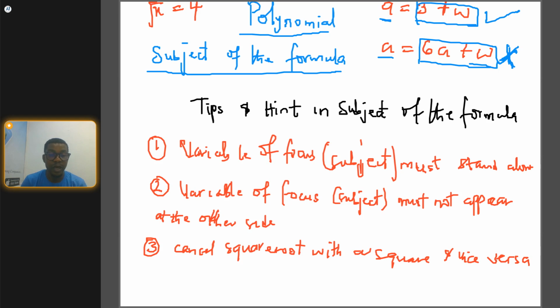So for me to cancel the square root, I'm going to square both sides. So I'll have the square root of x, all squared, equals 4 squared. So the square will now cancel the square root. You have x. That is what I'm trying to explain. The same thing is applicable to a cube root: you cancel a cube root with a cube, and vice versa. Is that clear to us? Can we proceed?